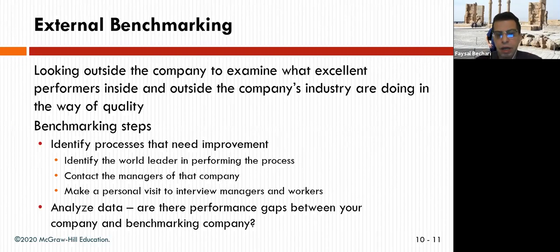Then you need to analyze the data, which is the information that you received and the information that you have. Is there a performance gap between your company and the benchmarking company, which is making better than you? And you need to close these gaps.